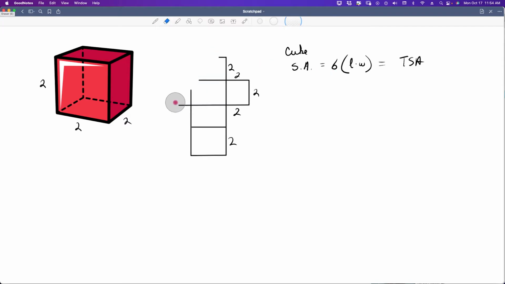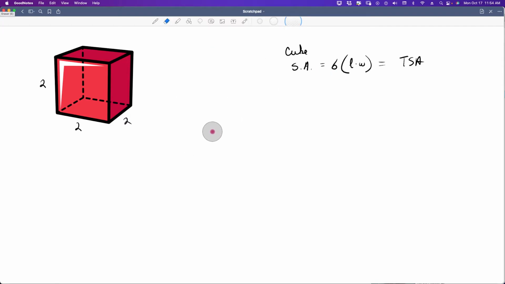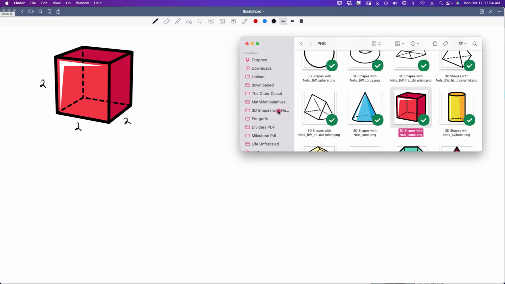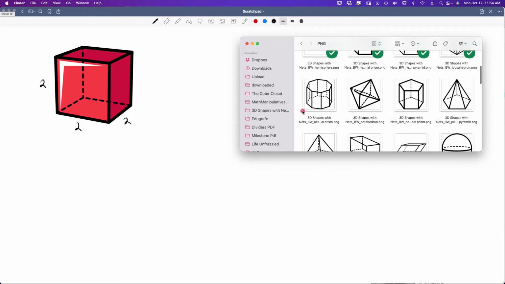Let me show you. Let me pull that picture because I can't do it justice just by drawing it. Let me find the net for that.